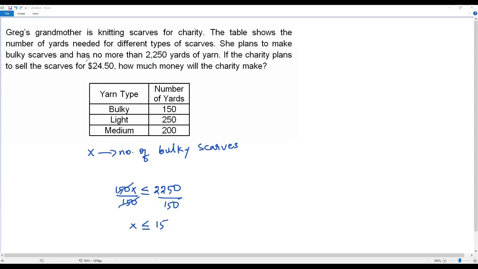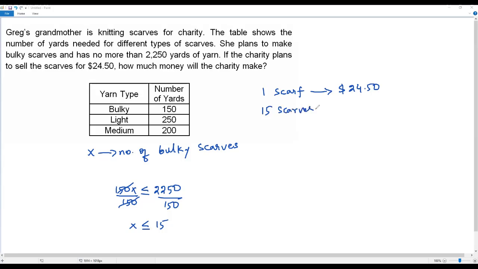And the charity plans to sell each scarf for $24.50. That is, one scarf can be sold for $24.50. So if one scarf is sold for $24.50, then how much money will the charity make if they sell a maximum of 15 scarves? Okay, let me write over here.